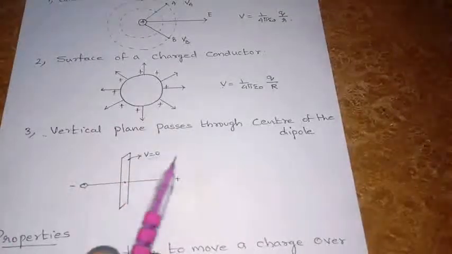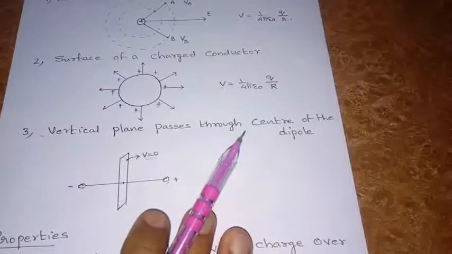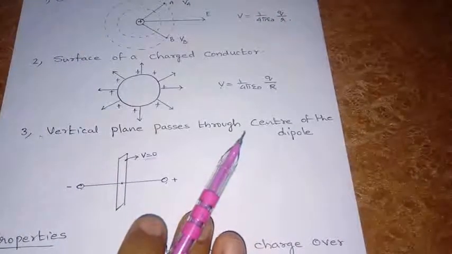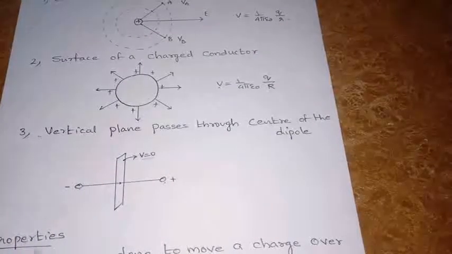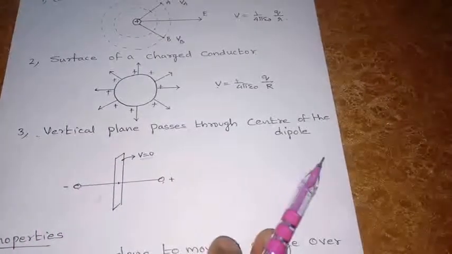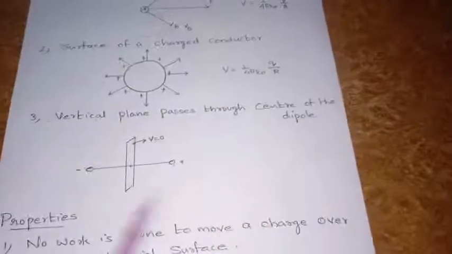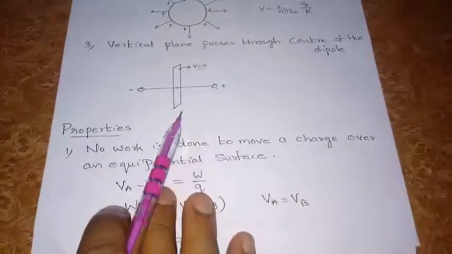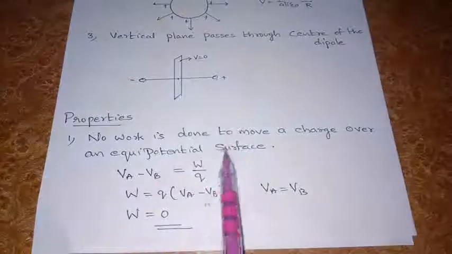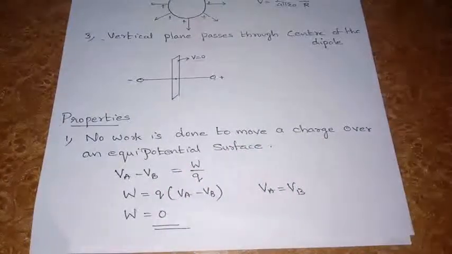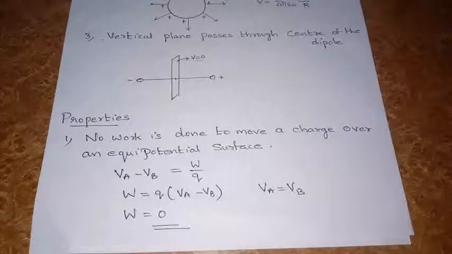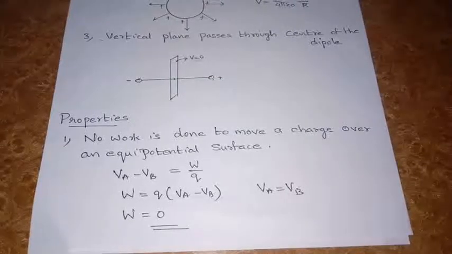So equipotential surface is nothing but a surface in an electric field where electric potential has the same value everywhere. Now we are going to discuss properties of equipotential surfaces. The first property is, you can read like this: no work is done to move a charge over an equipotential surface. No work is needed to move a charge over an equipotential surface.